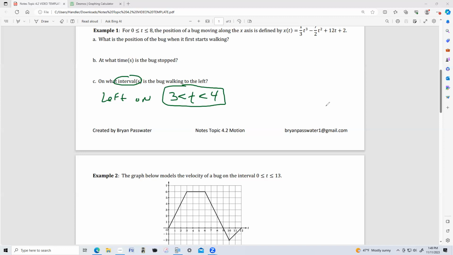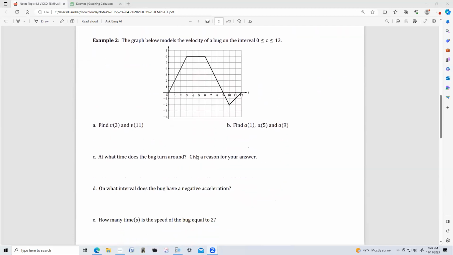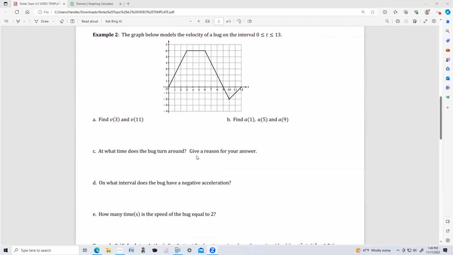Okay, now we'll move on to example 2, which is a good one. Example 2 gives you a graph. Okay, and the first thing I want to note is: is the graph depicting position or velocity or acceleration? You have to be very sure or else you can't move your knowledge forward. Okay, so I'm going to start reading here. Example 2 says, the graph below models the velocity. So we're literally looking at a graph of v of t. I would note that on my paper.